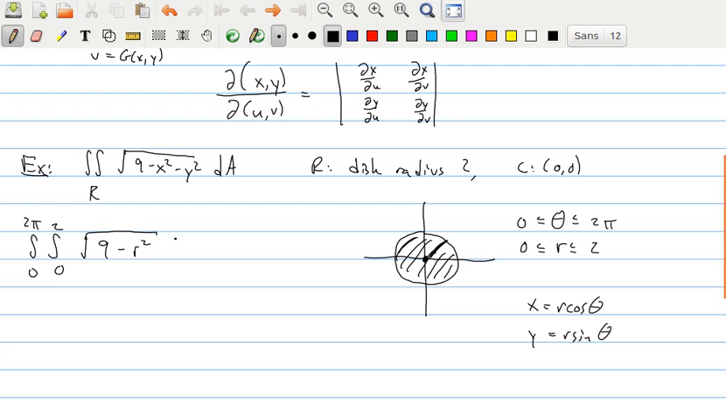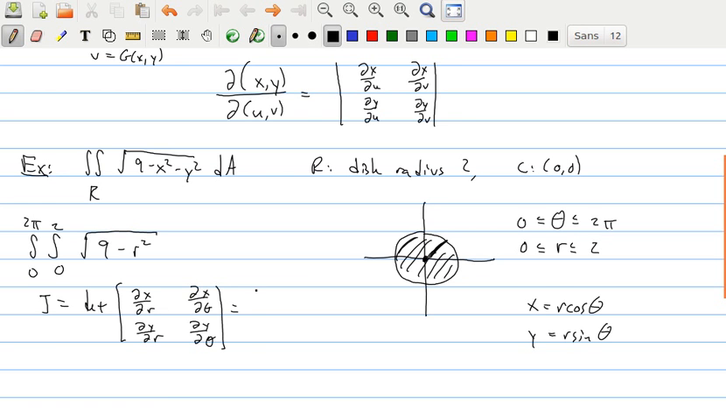Next up comes the Jacobian. So if we look at this 2 by 2 matrix here, our new variables are not u and v, but they're r and theta. So our Jacobian here is going to be the determinant of the partial of the old variables with respect to the new variables. So the partial of x with respect to r, partial of x with respect to theta, and the partial of y with respect to r, partial of y with respect to theta.